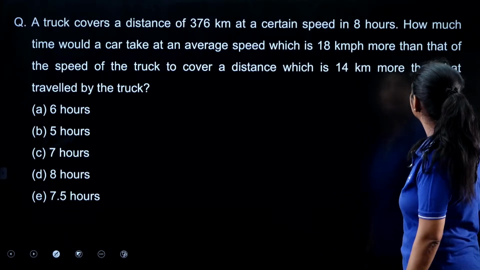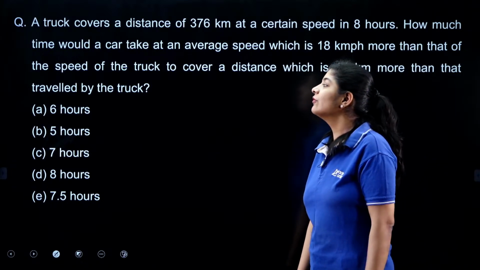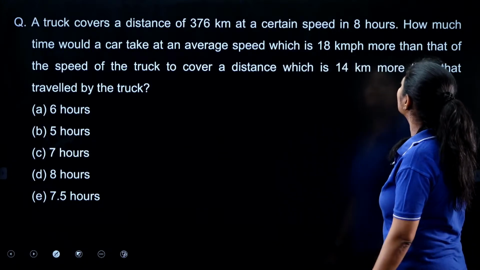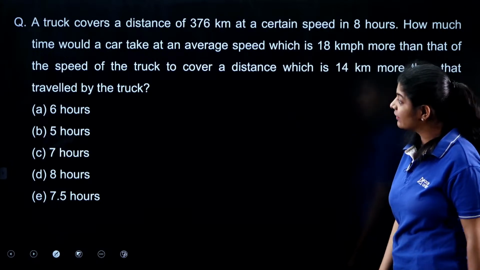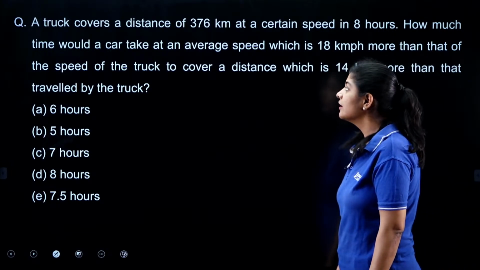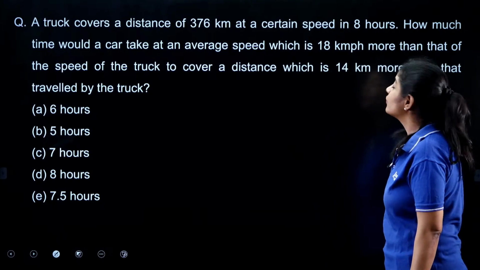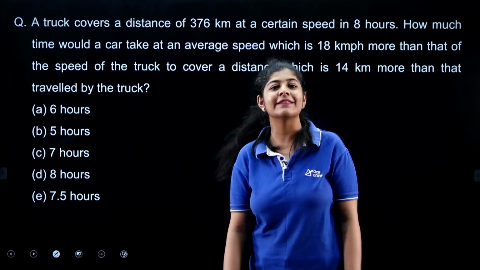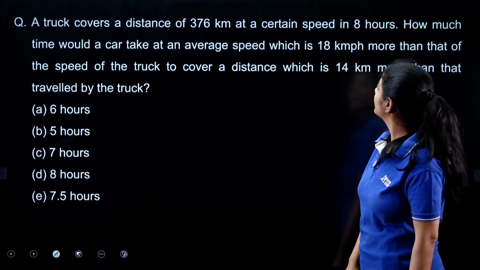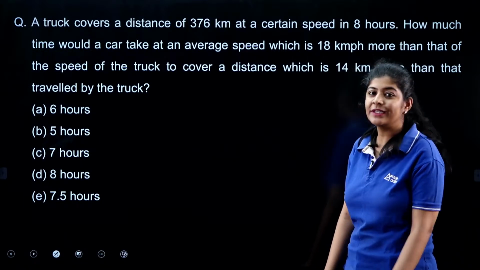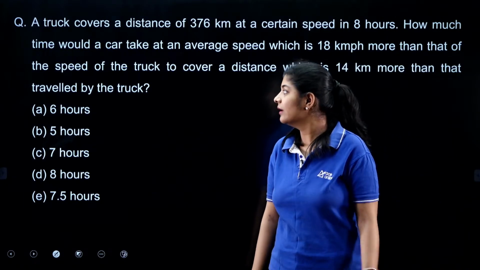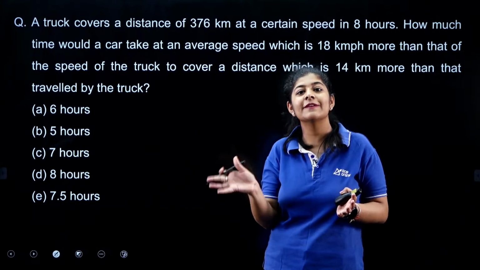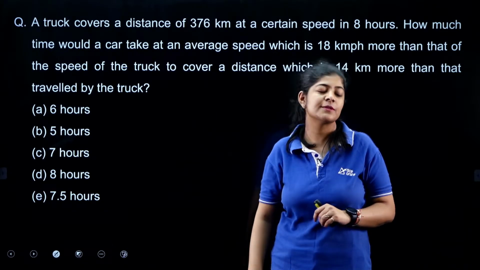The next question says that a truck covers a distance of 376 km at a certain speed in 8 hours. How much time would a car take at an average speed which is 18 km per hour more than the speed of the truck to cover a distance which is 14 km more than that travelled by the truck? It's just simple. We have to find out the time taken by the car to cover 14 km more distance with 18 km per hour more speed.